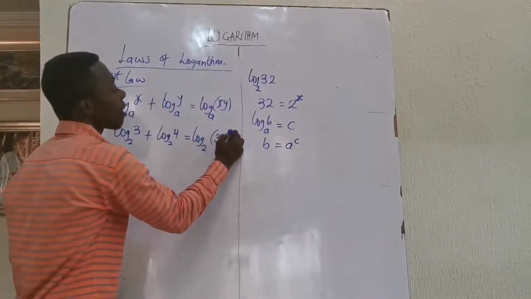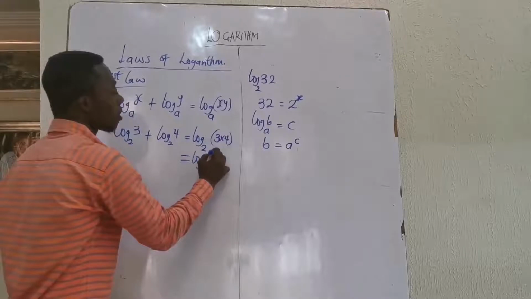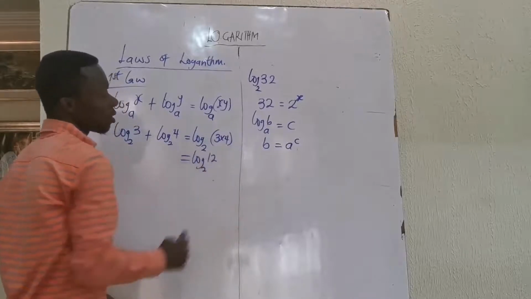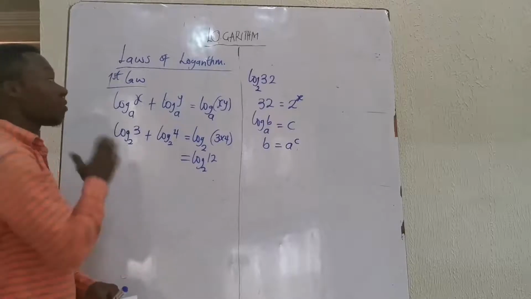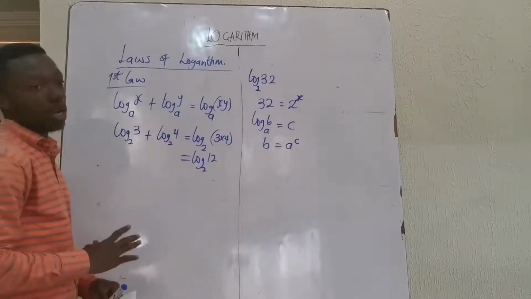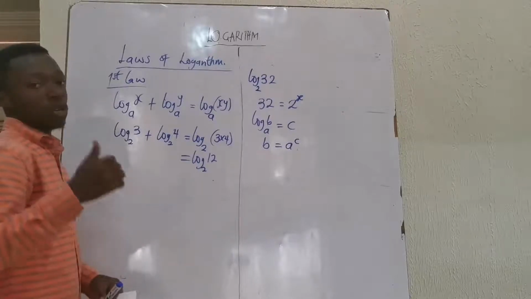3 multiplied by 4. And I'm going to get log 12 to the base of 2. So that's the whole concept when it comes to logarithm, and the first law that we need to understand. So that's the first law that we need to know. I hope you have gotten it.